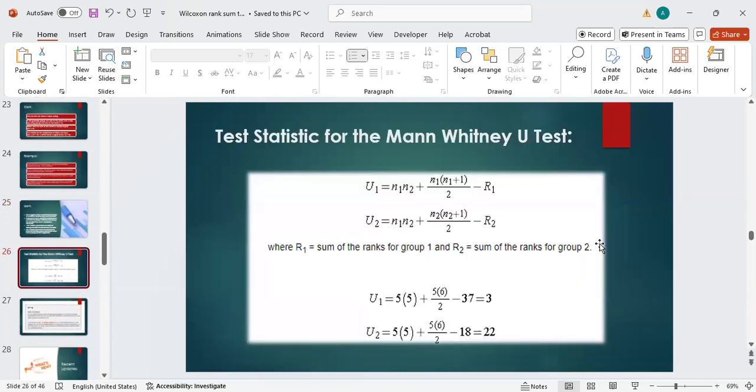The test statistics of the Mann-Whitney U test are U1 equals N1 times N2 plus N1 times (N1 plus 1) divided by 2 minus R1, and U2 equals N1 times N2 plus N2 times (N2 plus 1) divided by 2 minus R2, sorry, where R1 equals the sum of the ranks of group 1 and R2 the sum of the ranks of group 2. Now U1 equals 3 after putting values in the formula, and U2 equals 22.